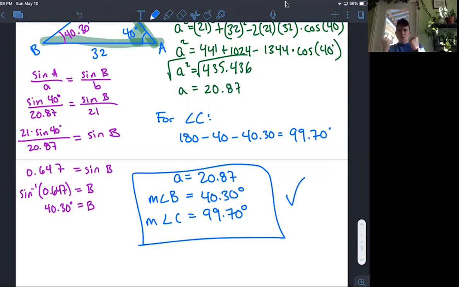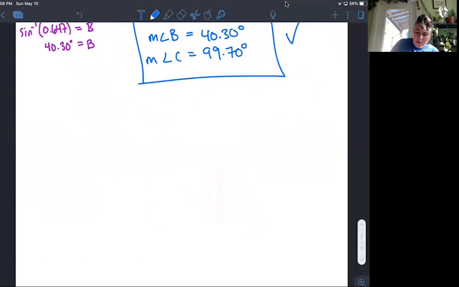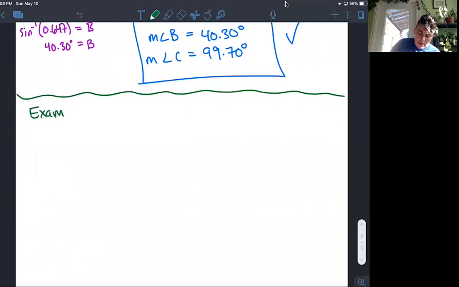Woo! Rock and roll. Okay, y'all, if you have questions, pause this, send me an email, or come to one of my Zoom sessions, all of which are delightfully fun. Okay, let's do another example. I'm going to make this a little bit shorter. All right. Example.